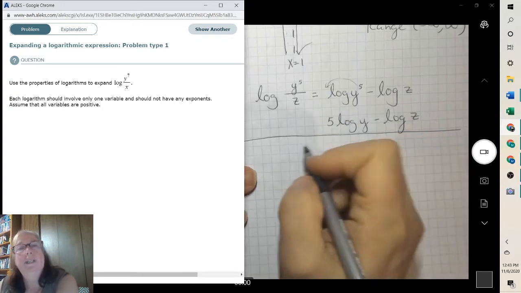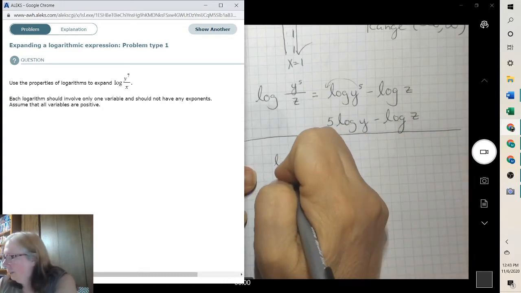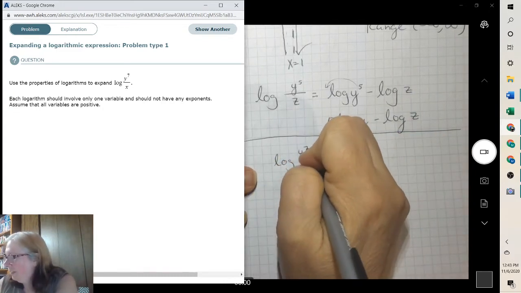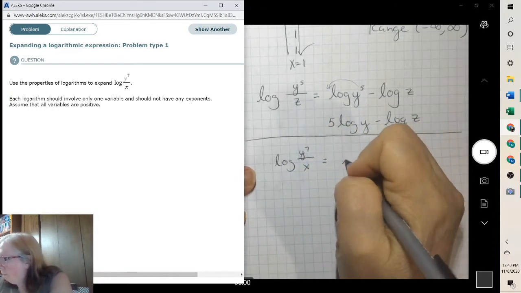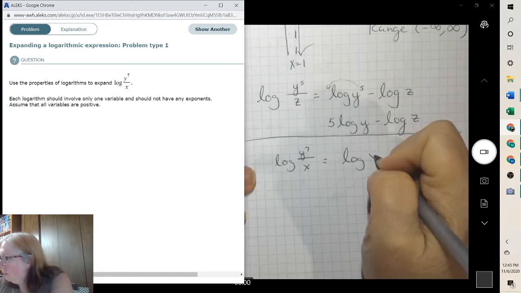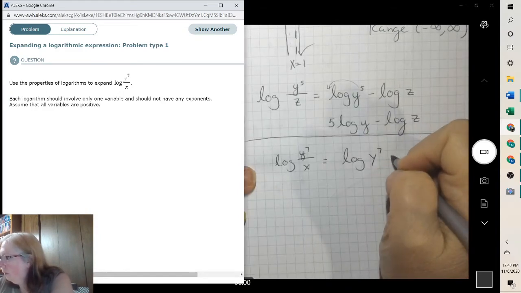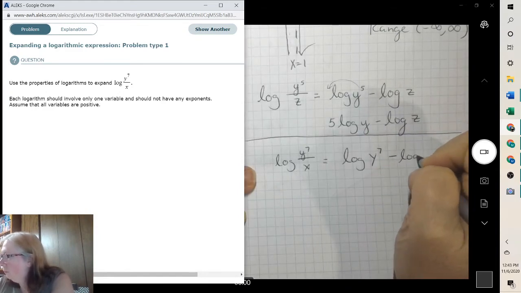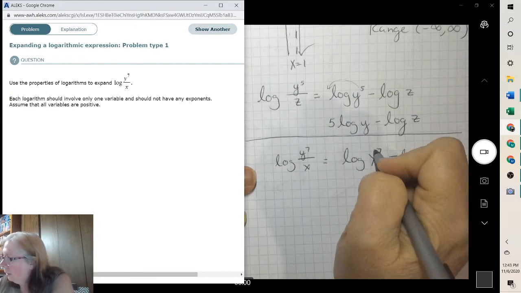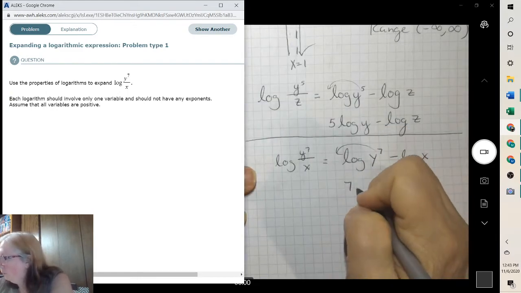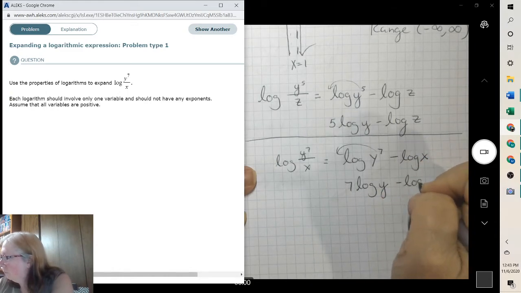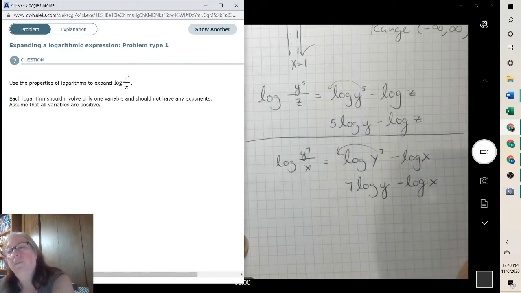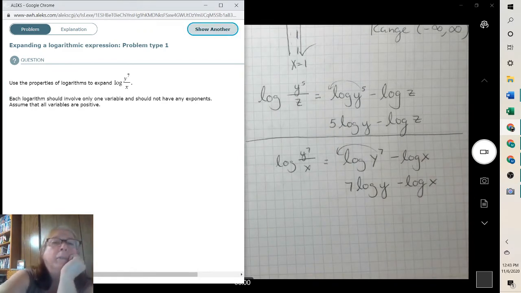That's almost exactly the same. Log y to the 7th over x. The top one's positive, y to the 7th, minus the bottom one. And then we can't have exponents, so we put them in front. And that's all that's to it. See if we can find a better one.